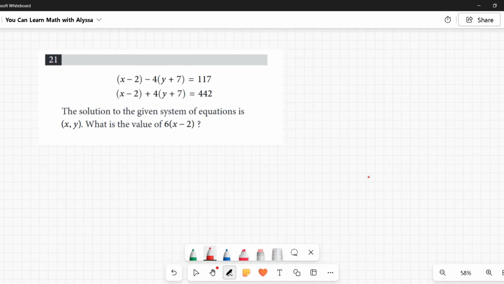21. x minus 2 minus 4y plus 7 equals 117, and x minus 2 plus 4y plus 7 is 442. The solution to the given system of equations is x, y. What is the value of 6 times x minus 2? Okay. You don't actually have to solve for x and y in this if you don't want to. Right, and here is why. There are these kinds of things.